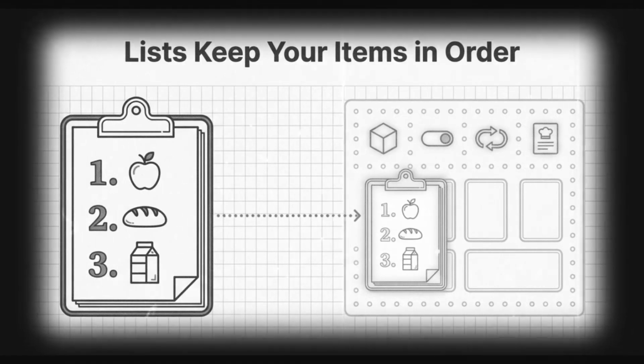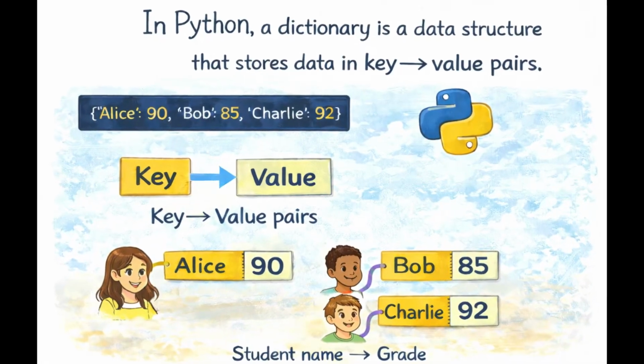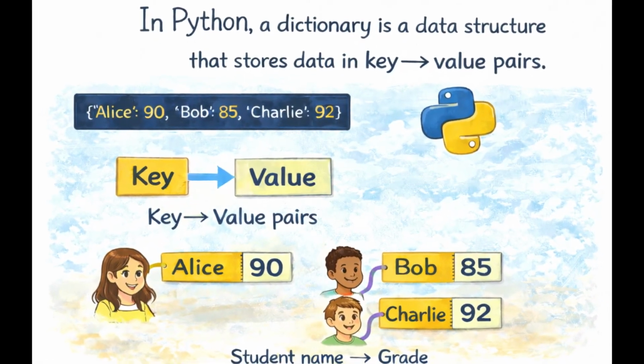Lists are ordered collections of items, like a shopping list. Dictionaries are like real dictionaries: when you look up a word, the key, you get its meaning, the value. In Python, you might have a dictionary of student names and their grades.